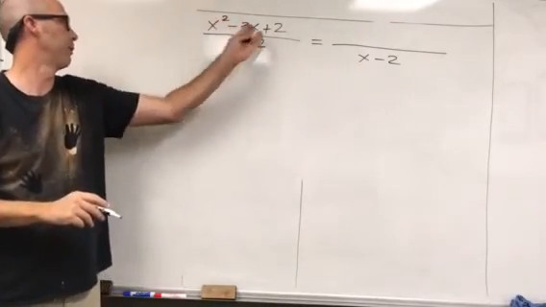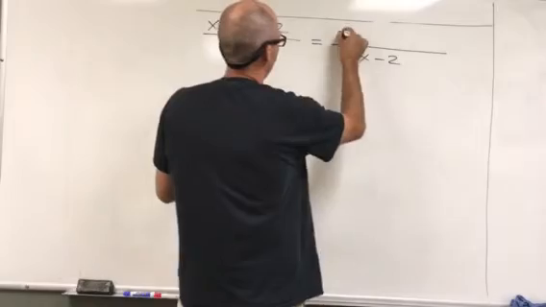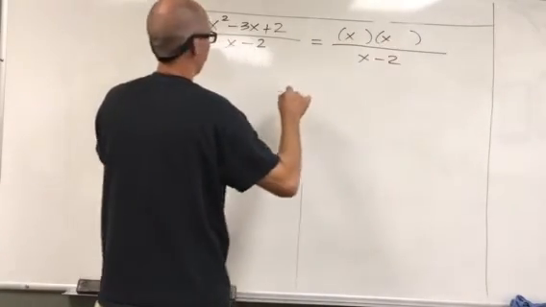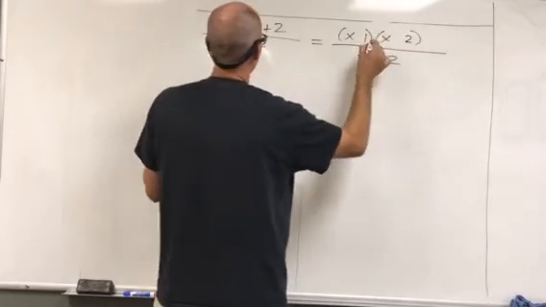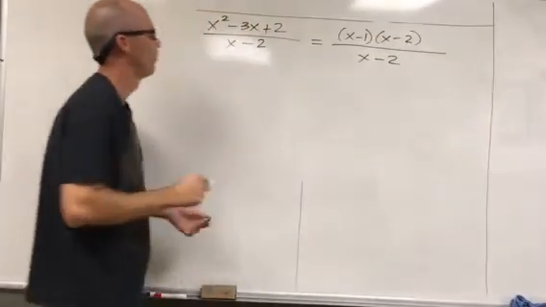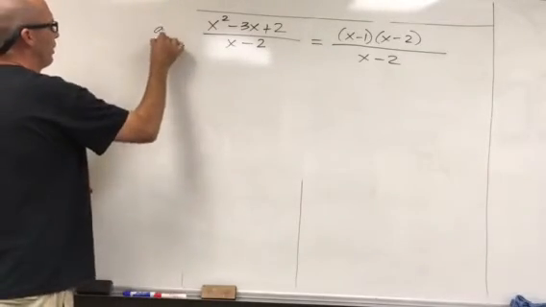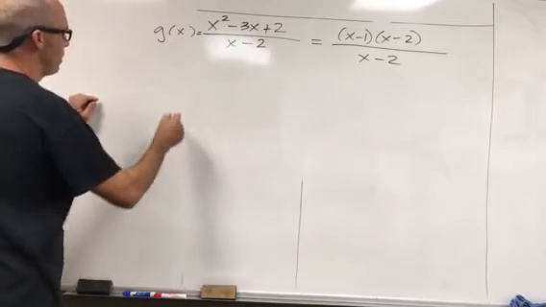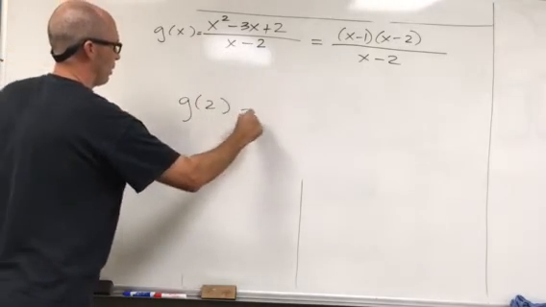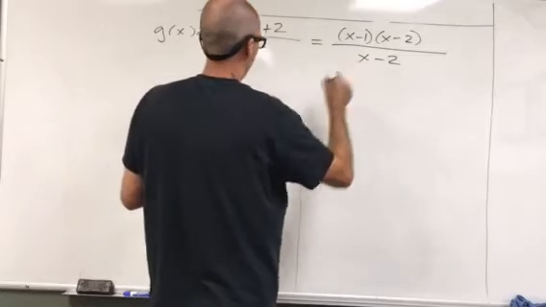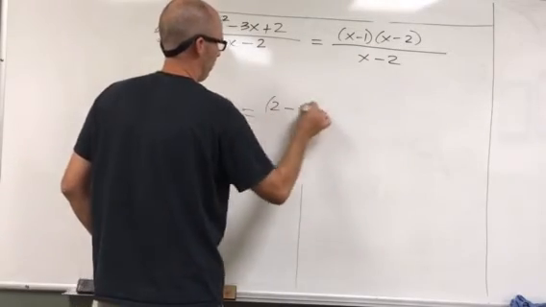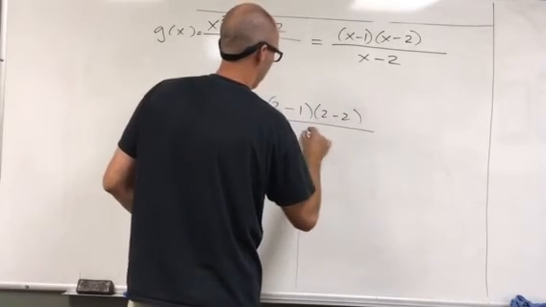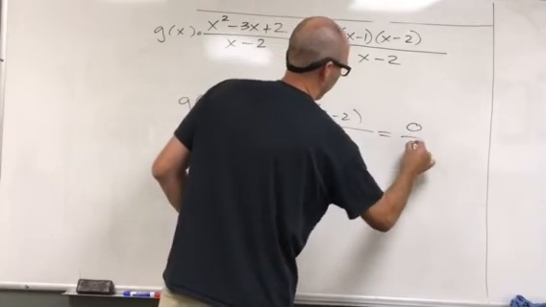This polynomial x squared minus 3x plus 2 can be factored. Okay, this was my g of x. So now you can see why g of 2 is undefined. Put 2 in there: 2 minus 1 over 2 minus 2, and with the factored form you get 0 over 0.